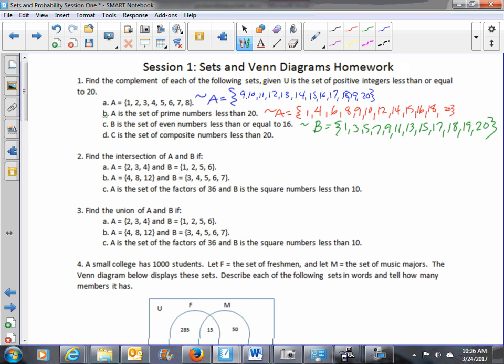Now, if a number isn't prime, we say it's composite, but 1 is neither prime nor composite. So on D, C is the set of composite numbers less than 20. So C complement would, even though 1 isn't prime, it's also not composite, so it gets to be in C complement. So other than 1, we want the primes 2, 3, 5, 7, 11, 13, 17, and 19. So that would take care of number 1.